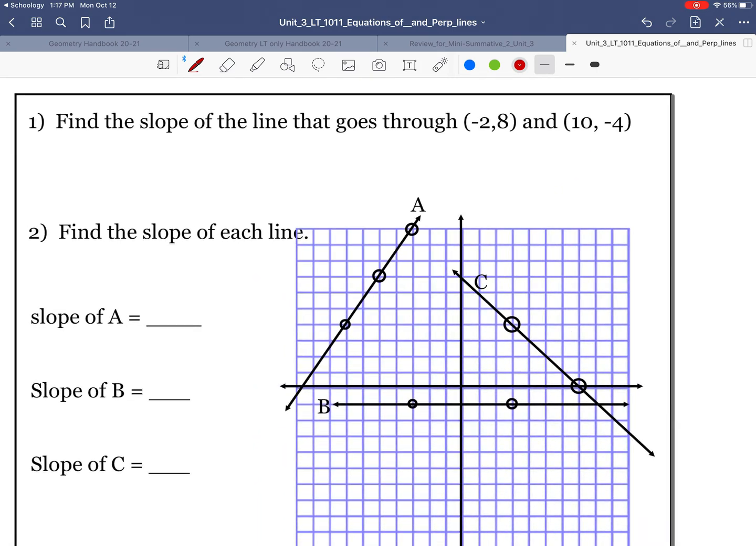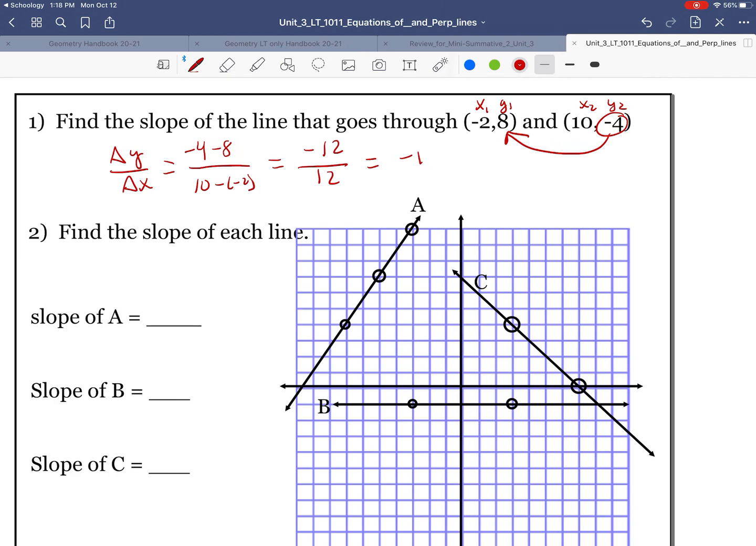Find the slope of the line that goes through these 2 points. You want to do change in y over change in x. So I like to label my x1, y1, x2, y2, and my change in y is y2 minus y1. But as long as you pick a direction and you're consistent, it's fine. So negative 4 minus 8 is negative 12, over 10 minus negative 2, which is 10 plus 2, which is 12. So this gives me a slope of negative 1.